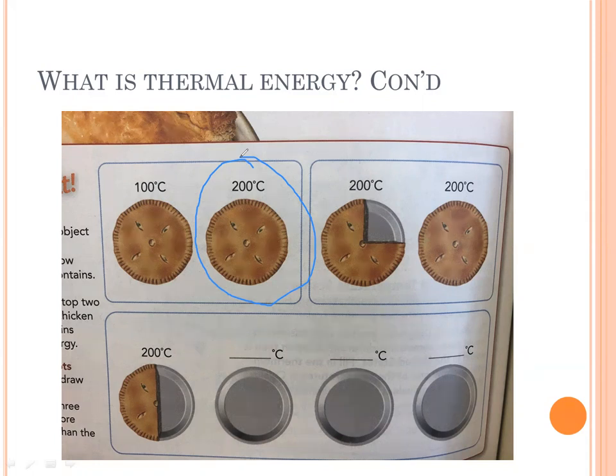Let's look at the next picture. They're both the same in terms of temperature this time, but what's missing? Well, a quarter of the pie is missing from one of them. So which one has more thermal energy? If you circled the one on the right, you are correct. Why? Simple. It has more particles than the one on the left. Since this one is missing this part, it has less particles by definition.